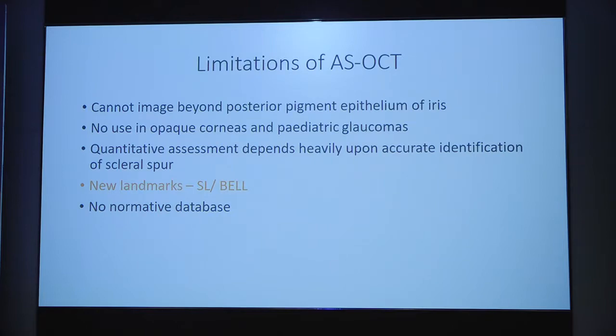ASOCT also has limitations. It cannot image beyond the posterior pigment epithelium of the iris. It is of no use in opaque corneas or pediatric glaucomas. Quantitative assessment depends heavily upon accurate identification of the scleral spur, which is important, and as Madam has already shown, there are new landmarks coming, like Bell and SL. And there is, of course, no normative database in Asia.